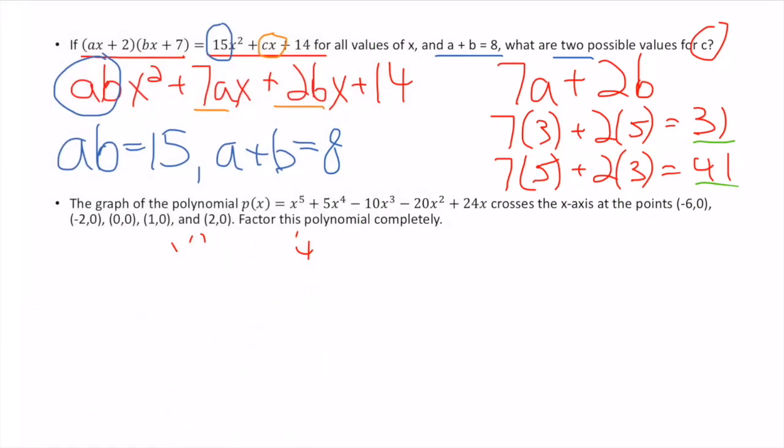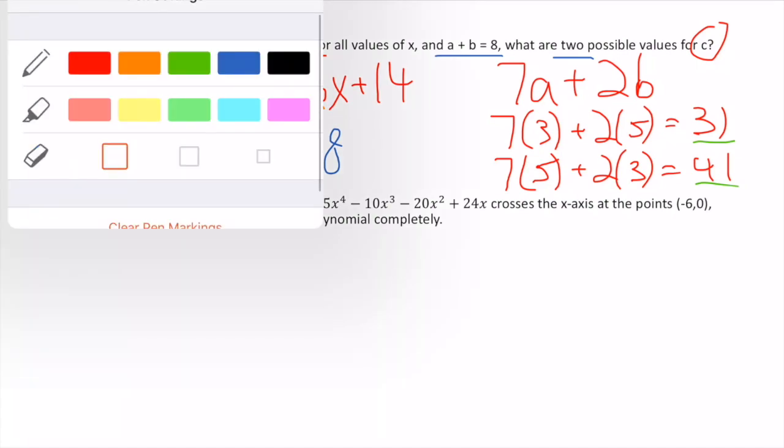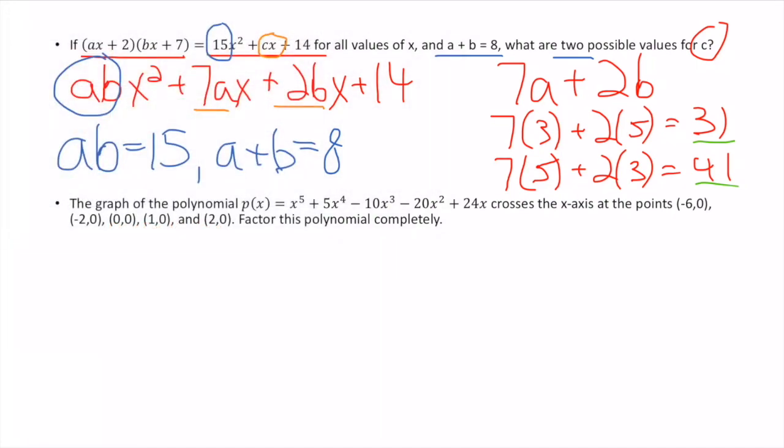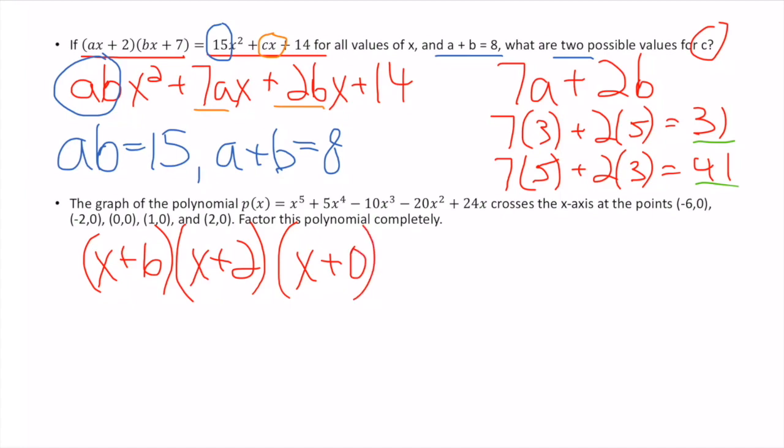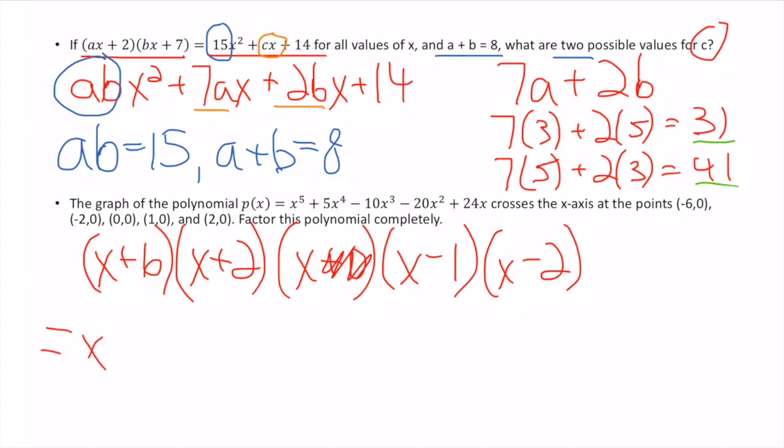So now knowing this, I know that x plus 6 is a factor. x plus 2 is a factor. Here I could say x plus 0 is a factor, which I don't worry about, so just x. x minus 1 is a factor, and x minus 2 is a factor. Okay, so just making that a little bit nicer.